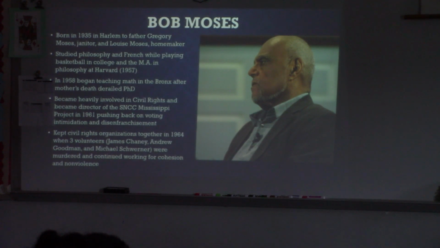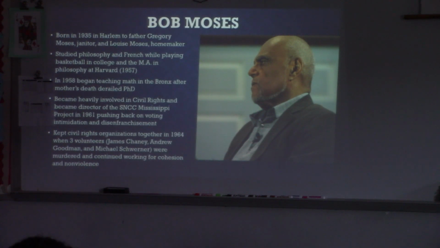But one of the things that I love about Bob Moses that I was surprised by was in 1964, there were 3 volunteers that were murdered in Mississippi. James Chaney, a young black man, Andrew Goodman, and Michael Schwerner, who were both Jewish men who came down from New York City to support the civil rights movement. And in the face of these murders, he is a guy who actually held everybody together through nonviolence.